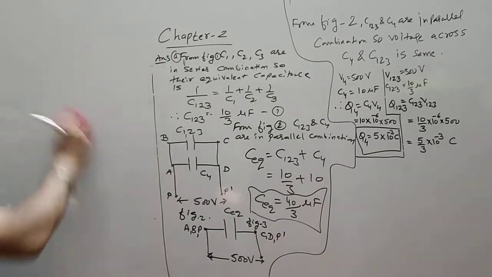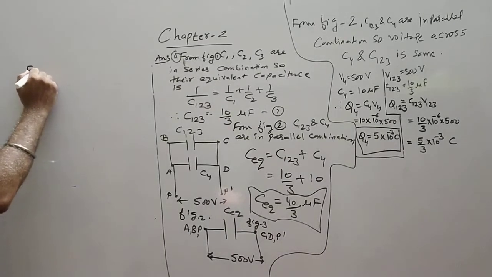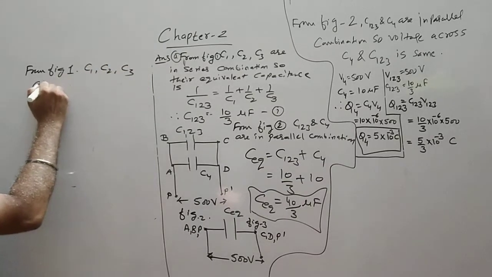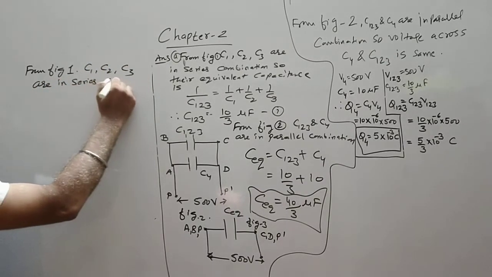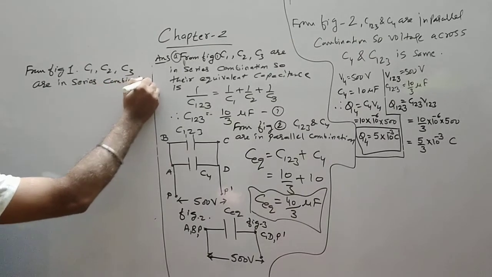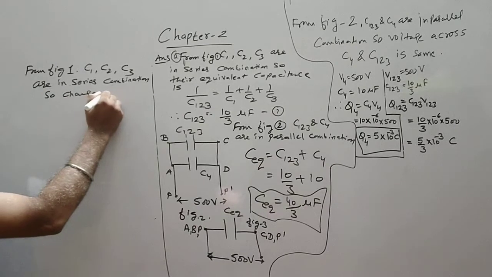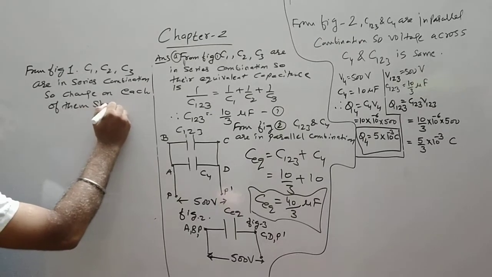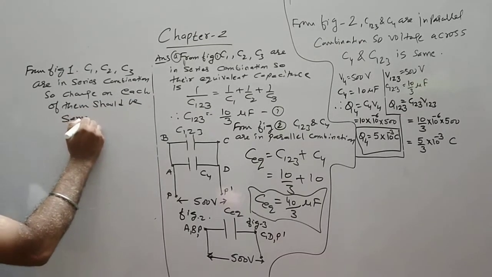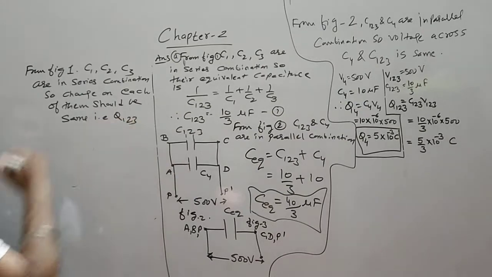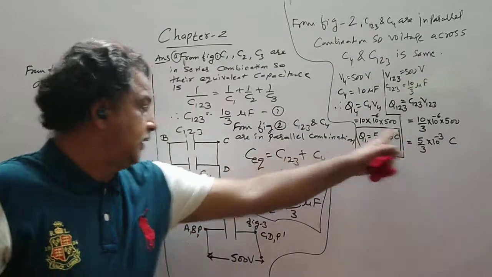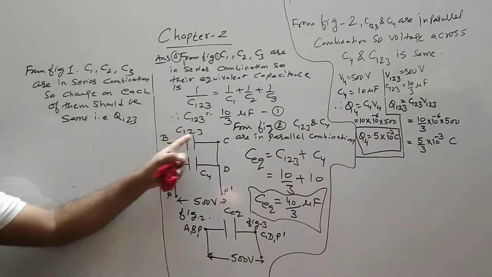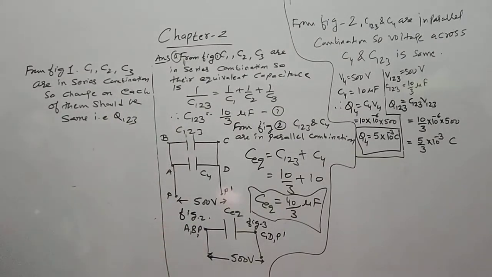So you can easily now refer the diagram from figure 1. C1, C2, C3 are in series combination. So charge on each of them should be same, that is Q123 only, because this was the charge deposited, 5 by 3. I come to the first diagram, so it was a series combination, and in series combination charge remains same.